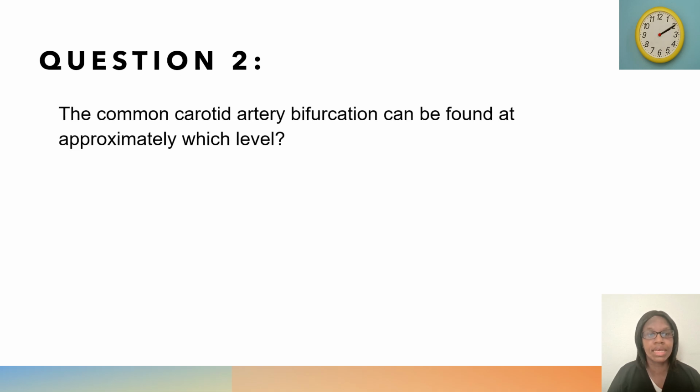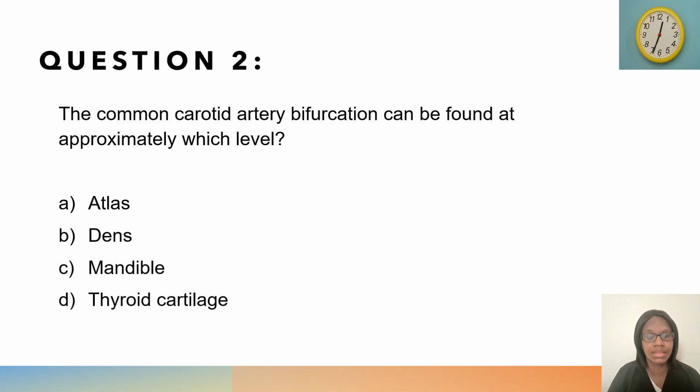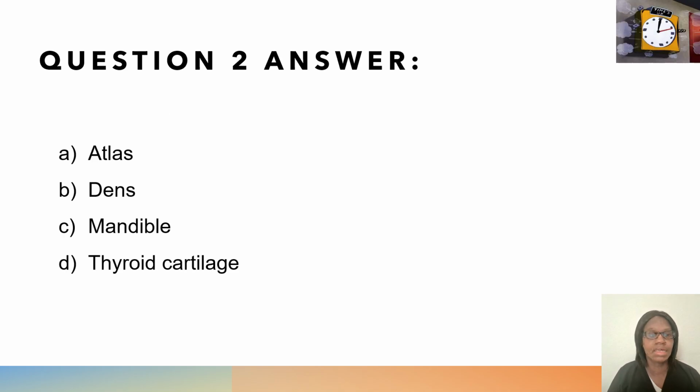Question two, the common carotid artery bifurcation can be found at approximately which level? A, atlas; B, dens; C, mandible; D, thyroid cartilage. All right, the correct answer is D, thyroid cartilage. And if I'm going too fast, you can pause the video or rewind it. But if you all know your anatomy, then you know the atlas is around C1, the dens is around C2. So that's if you are familiar with your anatomy.